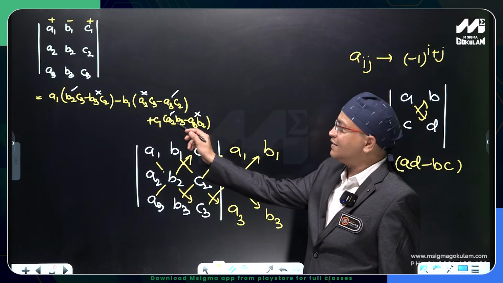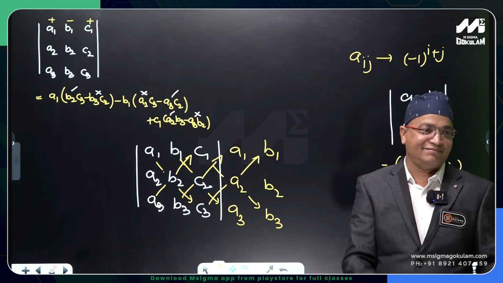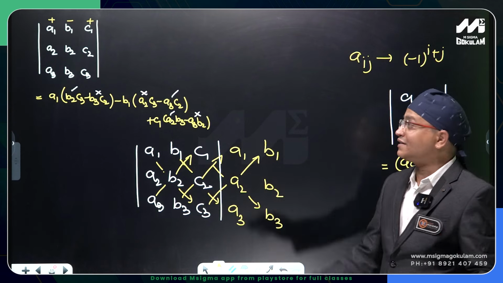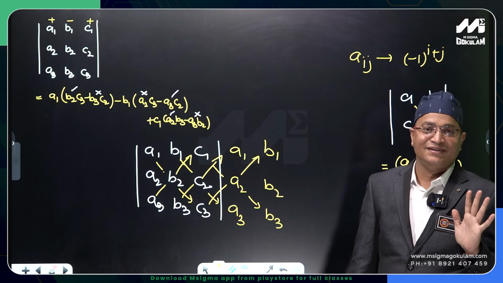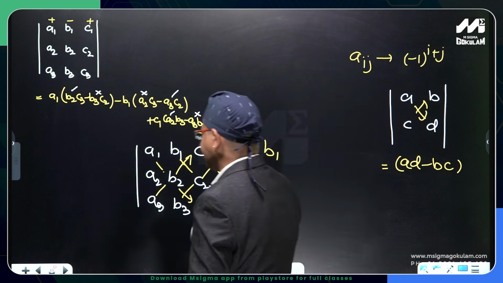This is the general way. This is the fastest way. But remember, it is applicable only for 3 by 3. It is my observation, not generalization. Okay? Let us see one simple example.